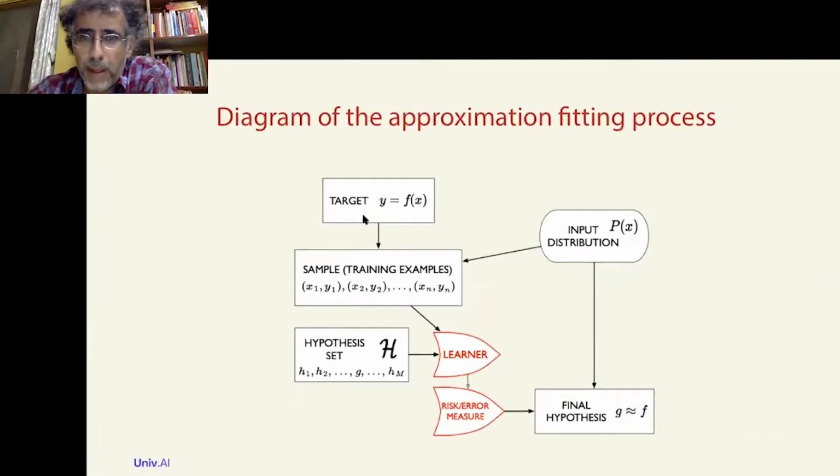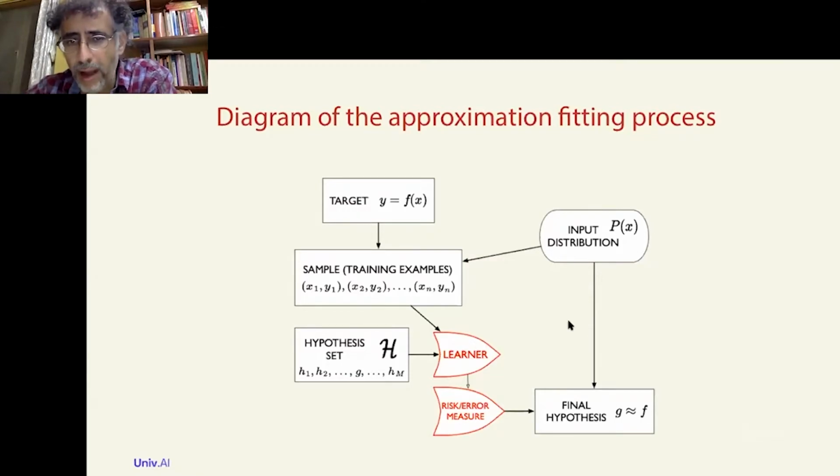Okay, so let's just recap. What have we done so far? We've done y is equal to f of x. That's some target we have. And from this target, we have some data. Maybe we add noise to it, maybe we don't. We'll come back to this noise situation later.